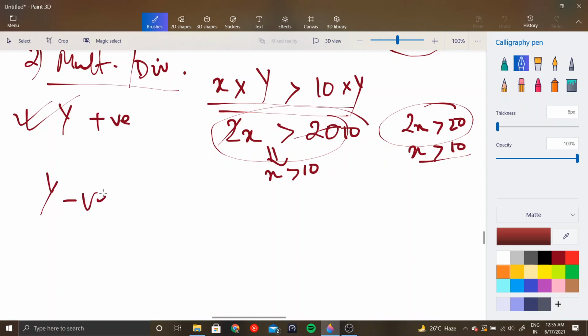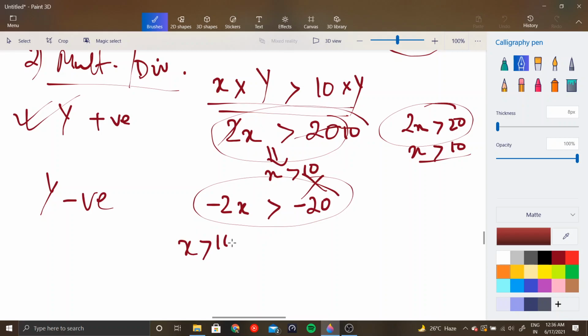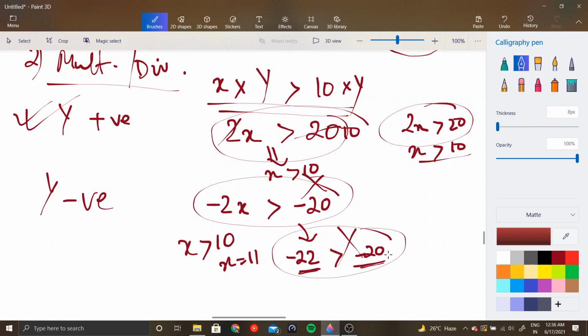if y is a negative number, you need to change signs. So if you have minus 2 times x and you give this as greater than minus 20, this cannot be true. If x is greater than 10, suppose I take the value of x as 11, this is minus 22 and this is minus 20. Is minus 22 greater than minus 20? No, right? Because minus 20 is closer to 0 than minus 22. So this is not true.